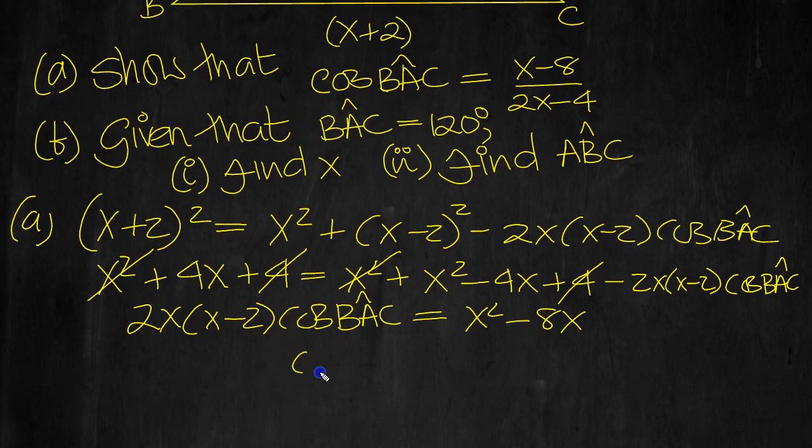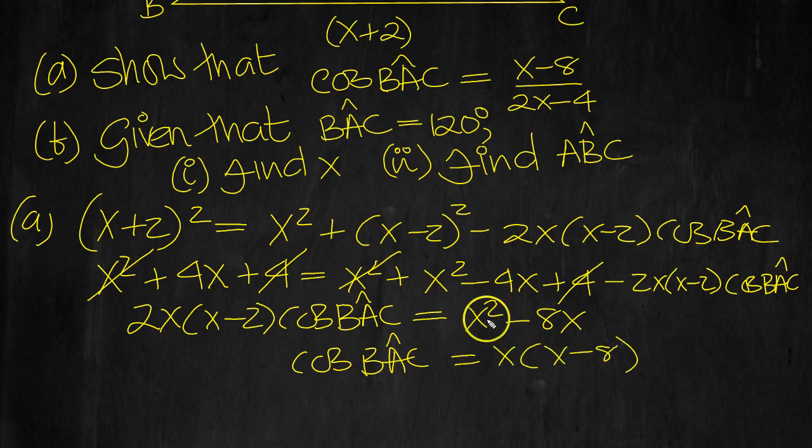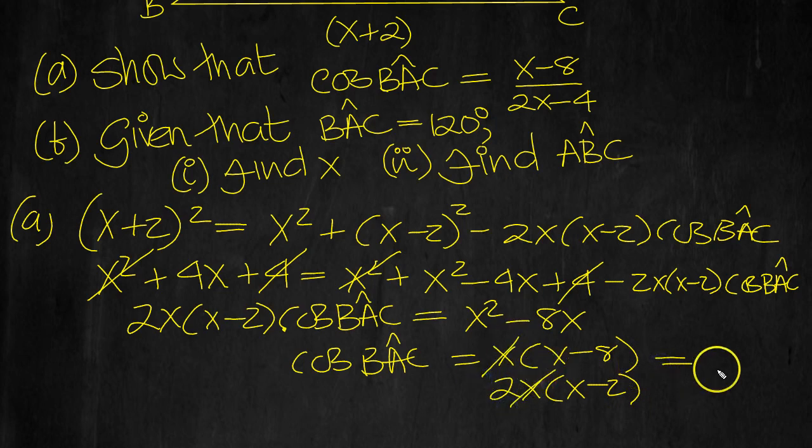So let's leave the cosine BAC where it is then. Let's take an x out as common on the top, and that will leave x minus 8 here. And this times, we'll move it from times down to divide, 2x, x minus 2. And x cancels top and bottom, so we get x minus 8. And then run the 2 through the bracket, 2x minus 4, which is what we wanted to show. Given that BAC is 120, find x.